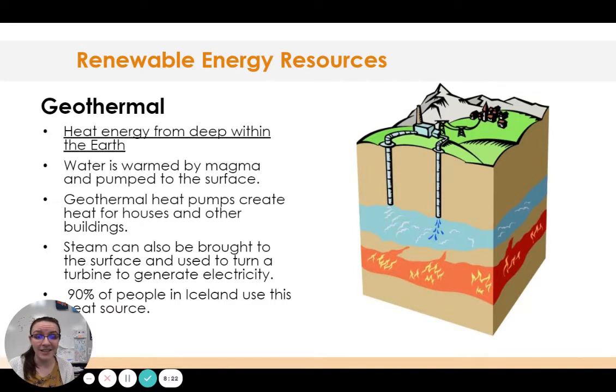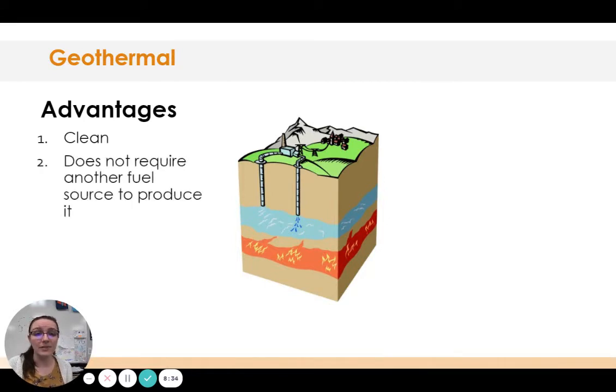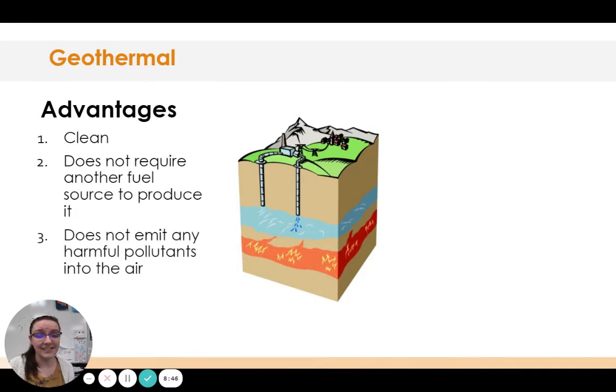In Iceland, about 90% of the population uses geothermal energy as their heat source. Some advantages of this is that, again, it's clean, there are no pollutants. It doesn't require anything else to produce this energy. So you're not reliant on the wind or the sun. This just happens naturally. And it doesn't emit any harmful pollutants into the air.